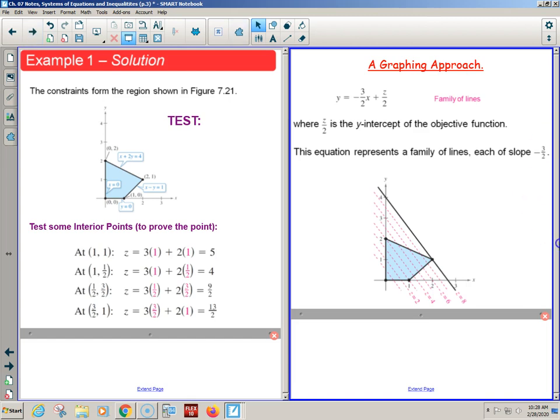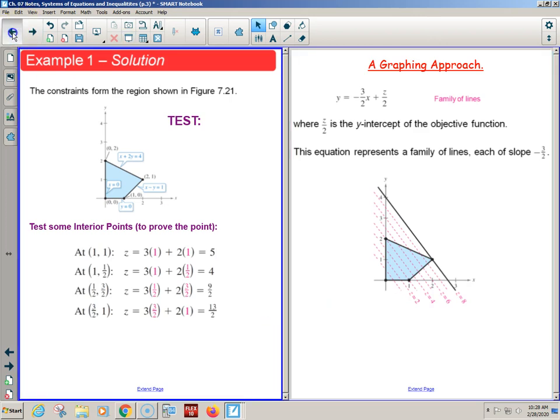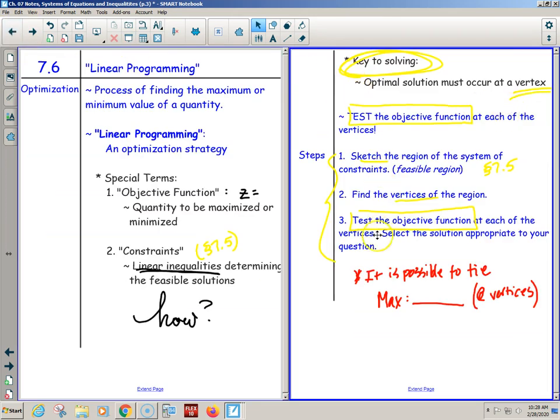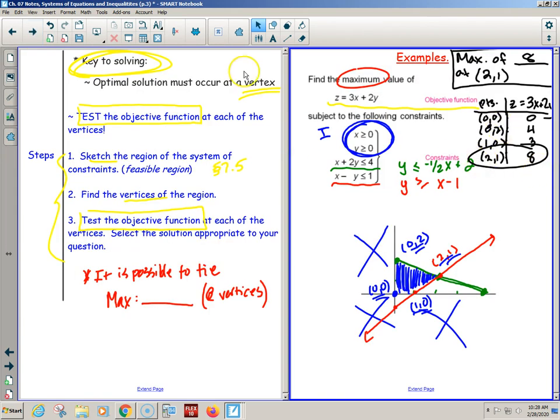graphical, way more geometric, way more complicated, I would say, than just solving it by testing and going through our steps, trying to figure out what is our objective, what's the highest it can go, and using, let's get back to the example, just the vertices to get there.